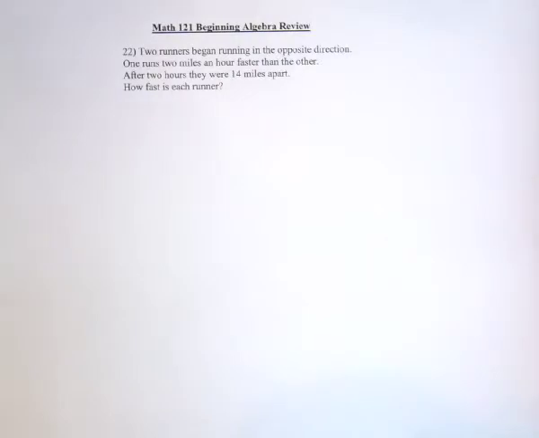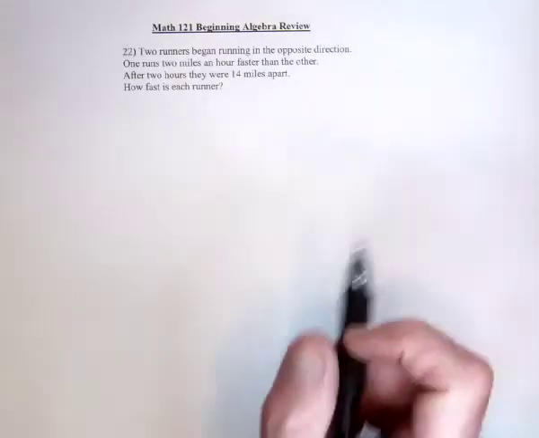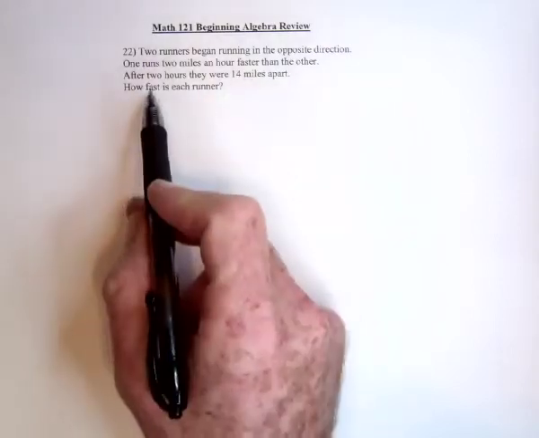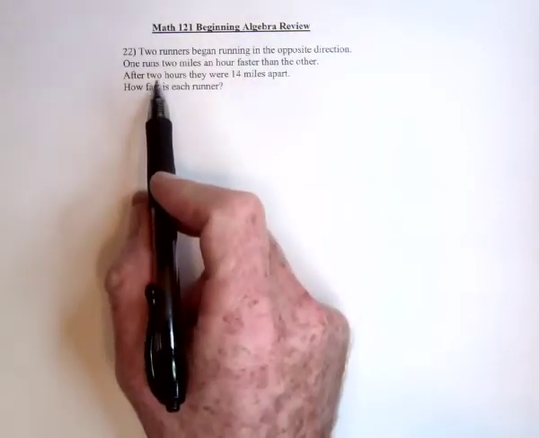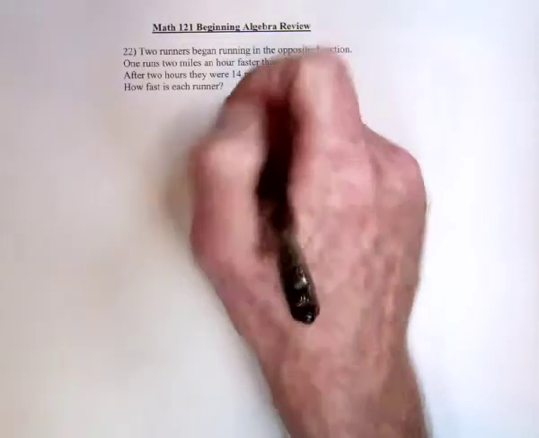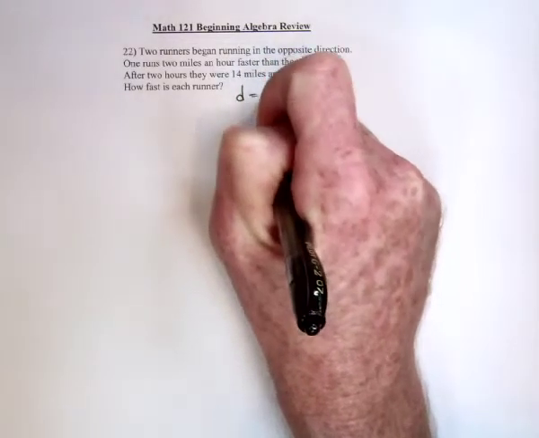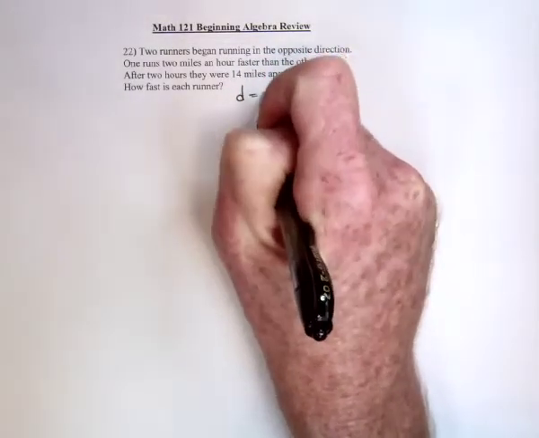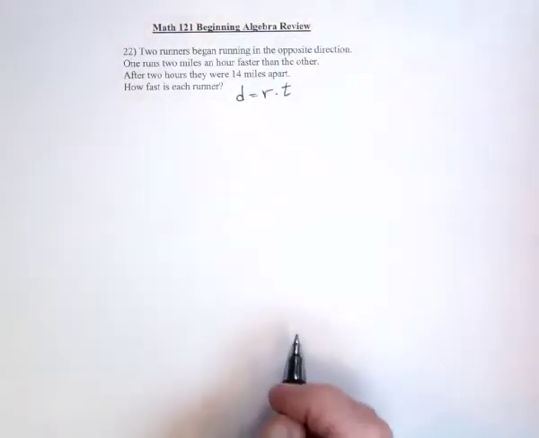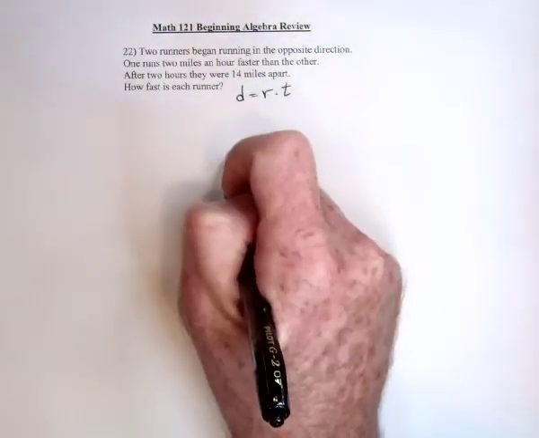Two runners begin running in the opposite direction. One runs 2 miles an hour faster than the other person, and after 2 hours, they're 14 miles apart. So this has miles, rate, and time information. So we're going to be using distance equals rate times time as our main formula. Then I'm going to draw a little picture.